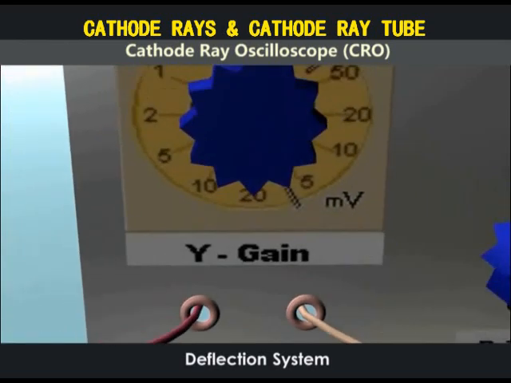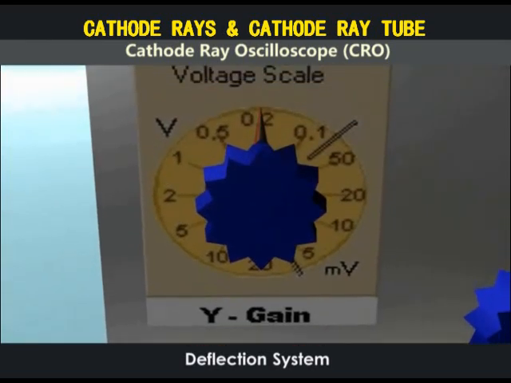The signal can be as simple as a DC battery or as complex as a sound captured by a microphone. They are also connected to a button to control the amount of deflection by the Y plates. This button is named the Y gain, or sometimes the voltage scale.